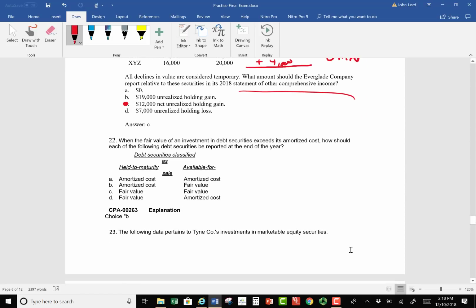Number 22. When the fair value... And you guys told me to put more questions like this, right? We don't have to do a lot of calculations. Where the fair value of an investment in debt securities exceeds the amortized amount, how should each of the following debt securities be reported at the end of the year? Held to maturity, we leave it at amortized cost, right? Available for sale and trading, although this didn't ask it, would both be fair value.